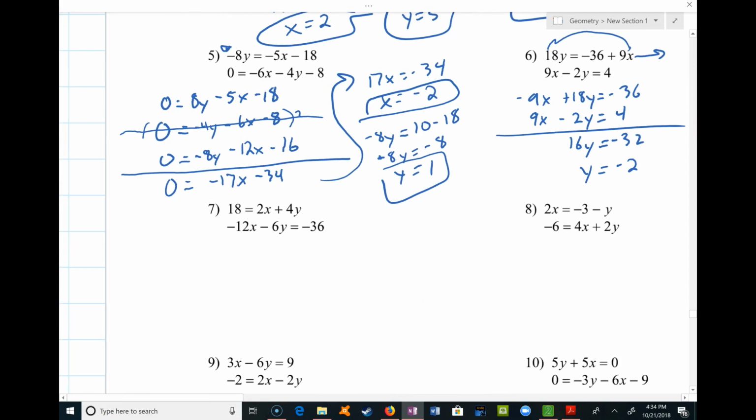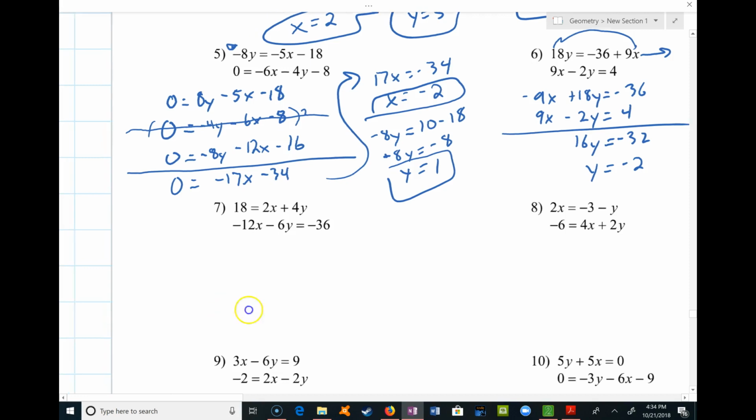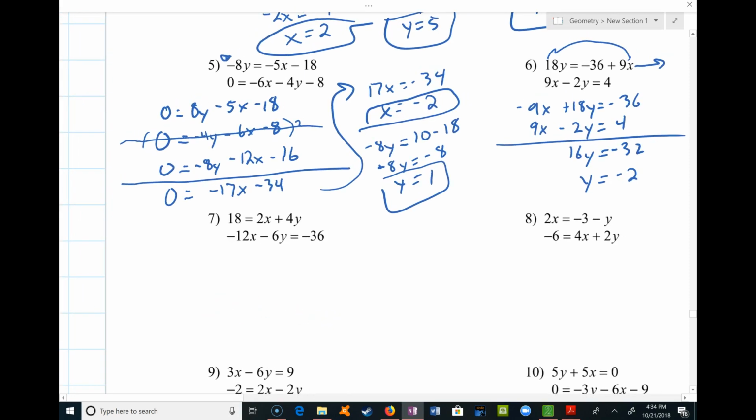Moving along here fairly nicely. This is already set up pretty good. They're just on opposite sides, so I'll just put them on the same side. So that'd be 2x plus 4y is equal to 18, and negative 12x minus 6y is equal to negative 36. Let's see, what do I want to do? Probably multiply the top equation by 6 so I can eliminate the x's.